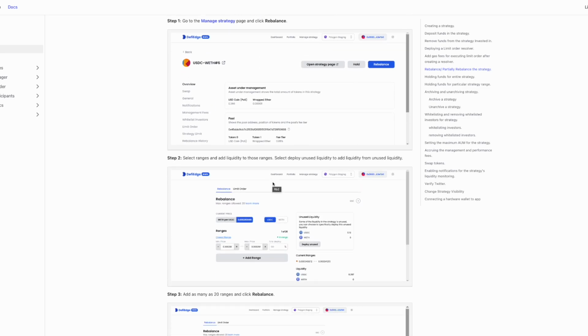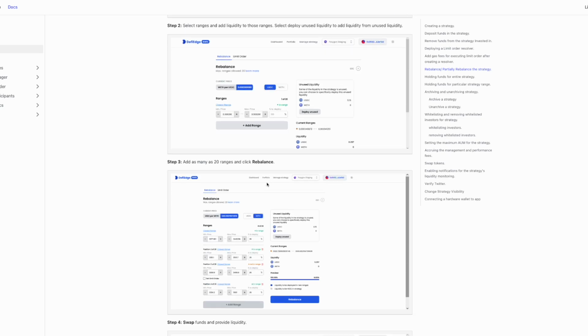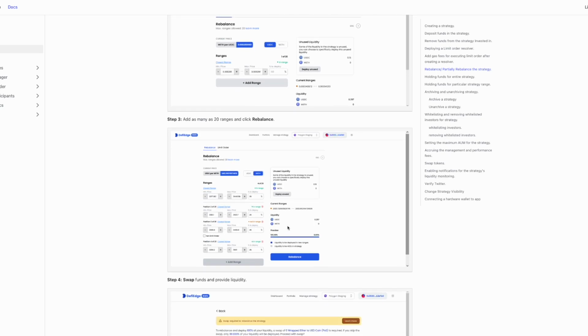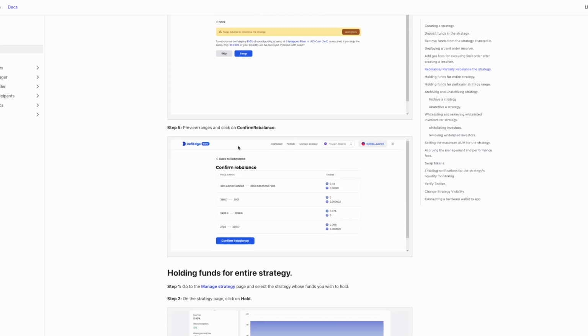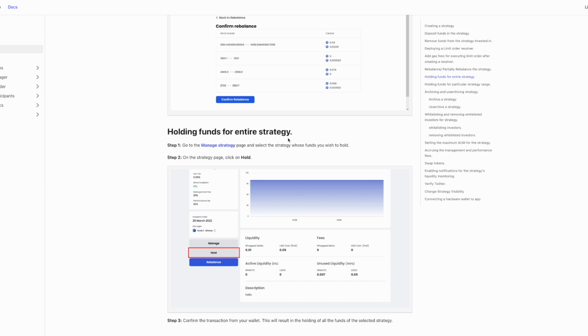So it just changes the limits of those things, and you can see how user friendly it would be if you were a strategy manager. Okay, so hold funds for the entire strategy. Basically he can just say, I want to hold this ETH because ETH is mooning right now. I don't want to sell it and try to add liquidity and then it goes out of range again, and then I'll sell it and add liquidity and try to keep up with the volatility that's currently happening.